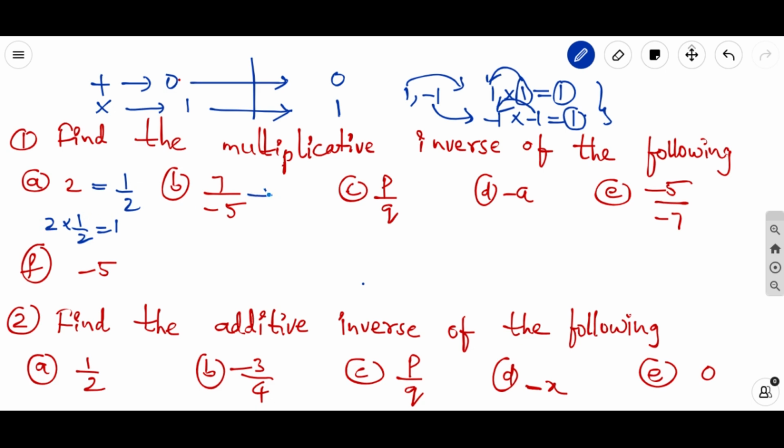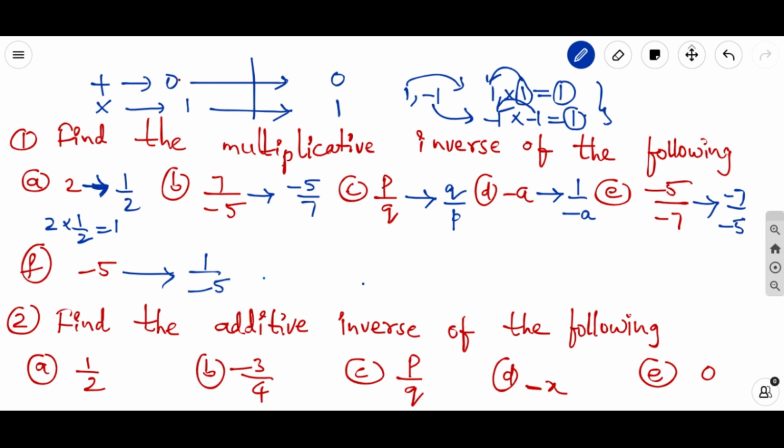In the same way, the multiplicative inverse of 7 by minus 5 is minus 5 by 7. Don't write equal, it's never equal. Just write an arrow, only one arrow. That is nothing but the multiplicative inverse. It indicates the multiplicative inverse. The multiplicative inverse of P by Q is Q by P, the reciprocal. The multiplicative inverse of minus A is 1 by minus A. The multiplicative inverse of minus 5 by minus 7 is minus 7 by minus 5. The multiplicative inverse of minus 5 is 1 by minus 5, or 1 over negative 5.